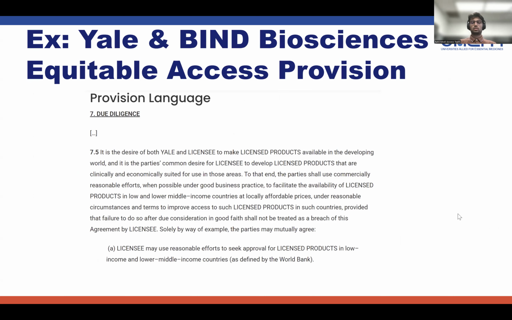So here is an example from the GHIAA website. This is the actual language from an equitable access provision in an agreement for a cancer therapy that Yale and Biosciences collaborated on. And as you can see here, it literally says it is the desire of both Yale and licensee to make licensed products available in the developing world.